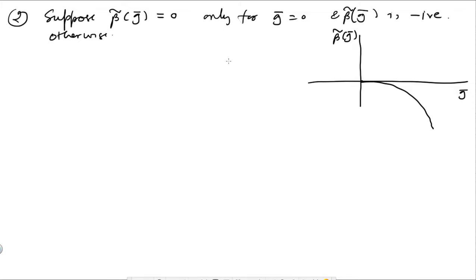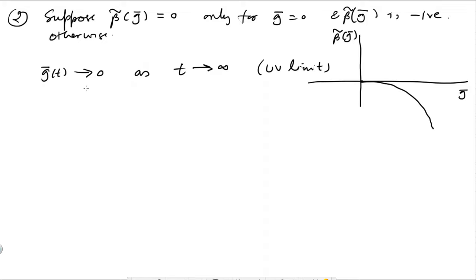Okay, then what happens? Following exactly what I said in the previous case, you can see that g bar of t goes to 0 as t goes to infinity. So as you take the ultraviolet limit, meaning very large t, the coupling constant becomes very small. The running coupling constant becomes very small. Okay, and that's a very good situation.